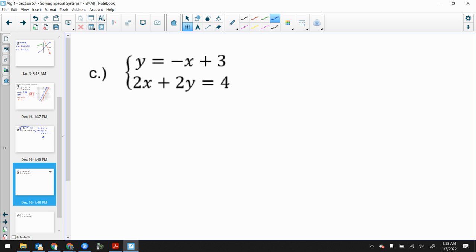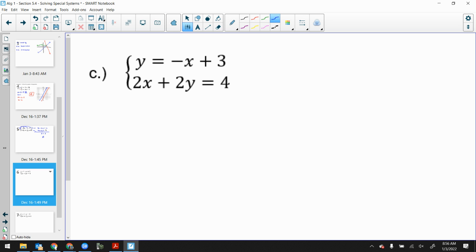Okay, let's take a look at this next one. y equals negative x plus 3, and 2x plus 2y equals 4. Now, what method do you think I'm going to use here? Substitution, right? y equals negative x plus 3, and that's why I'm going to use substitution, because in the top equation I have a y equals.